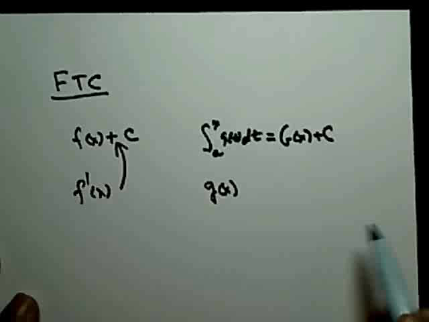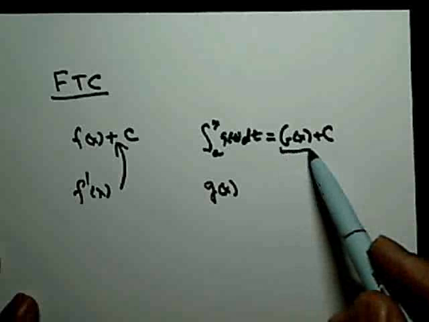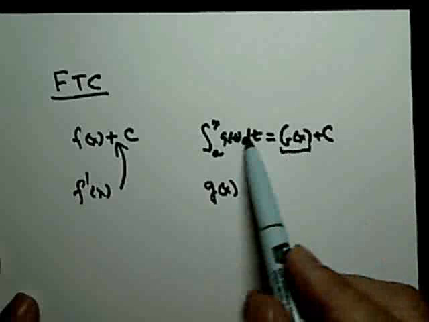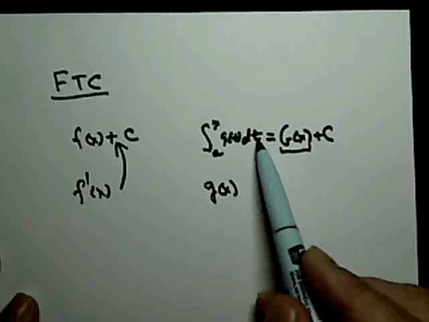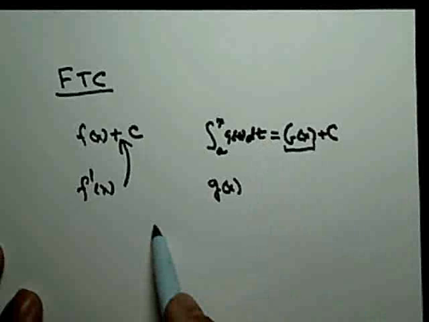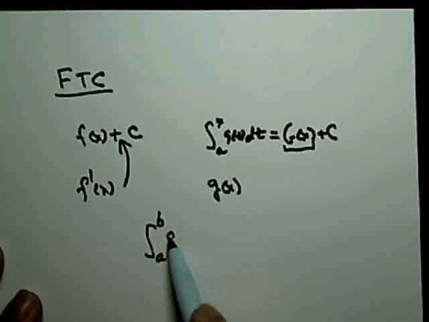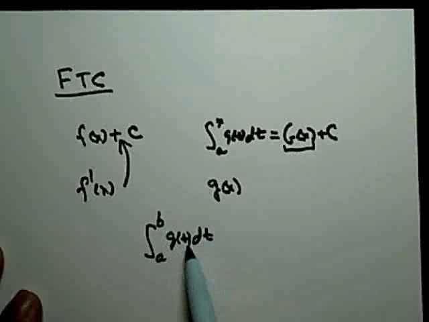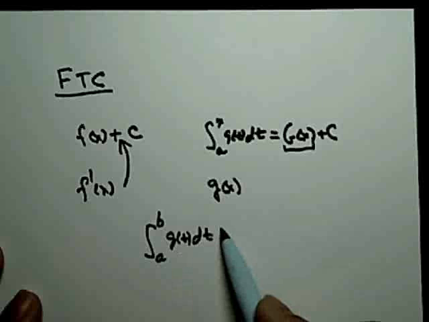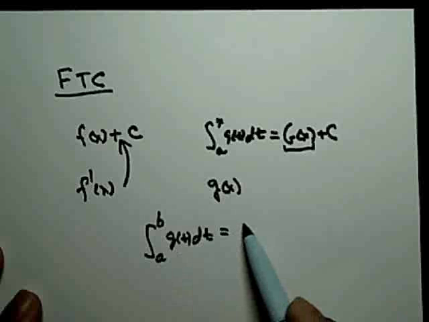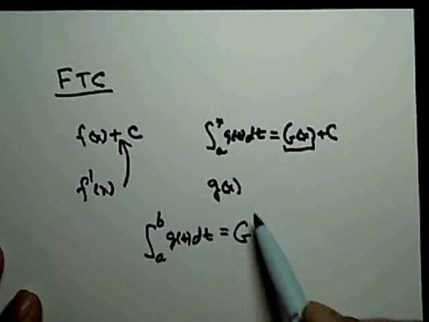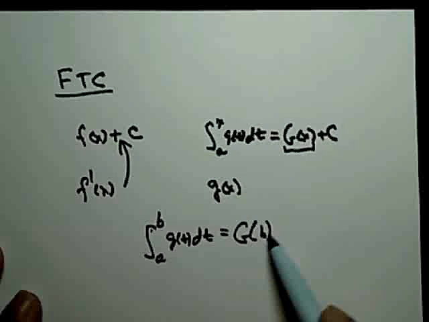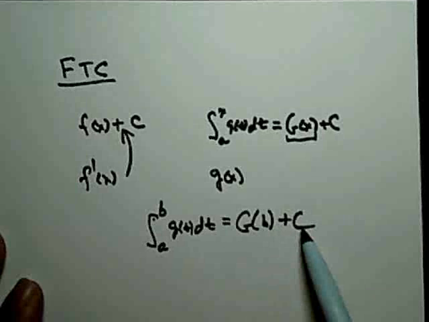And so if you already knew an antiderivative, now you would be in a position to evaluate this integral. Because the integral from a to b of g of t dt, and by the way, t is a dummy symbol, I can say g of x dx, it doesn't matter, would be this antiderivative evaluated at b, and then of course plus some constant. And the question is, what is the constant?